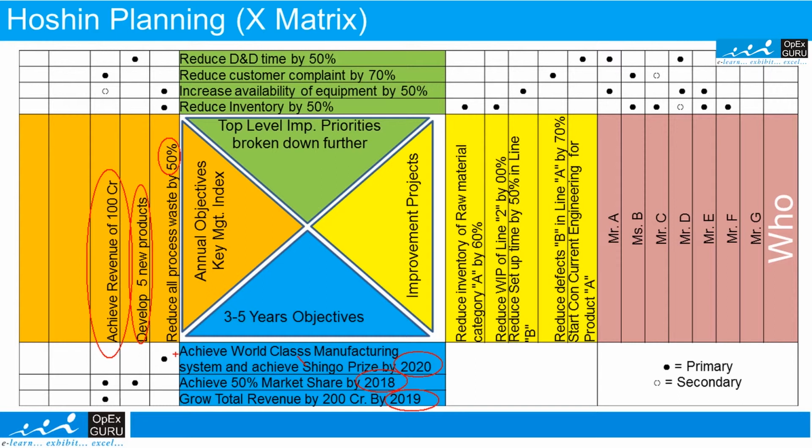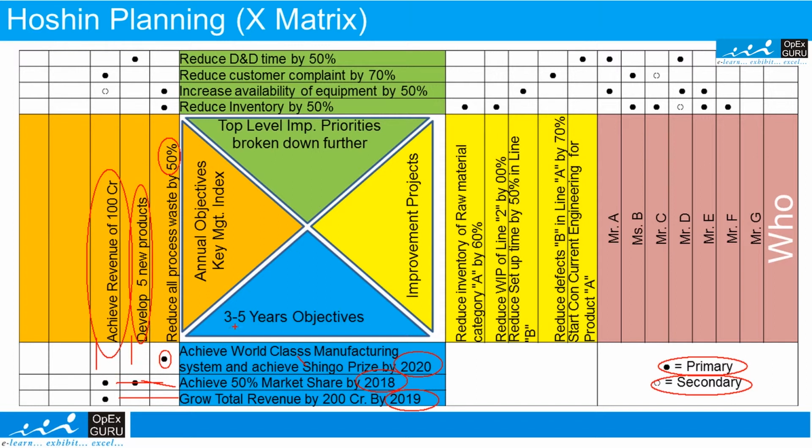And as we see here, there are some dots put over here. There is a black dot and a white dot. The black dot represents the primary connection between the 3 year objectives and the 1 year objective, and the white dot represents the secondary connection. So it shows how strongly they are connected to each other. So here, for example, achieving 50% market share is connected with this goal, which is develop 5 new products. And if you see here, achieve 100 CR is connected with both this as well as this. So this dot represents the connection, how strongly they are correlated with each other.